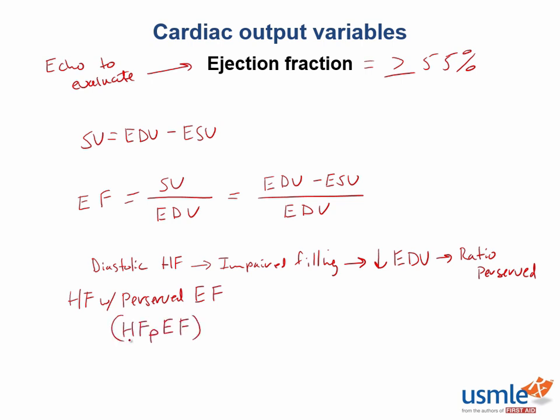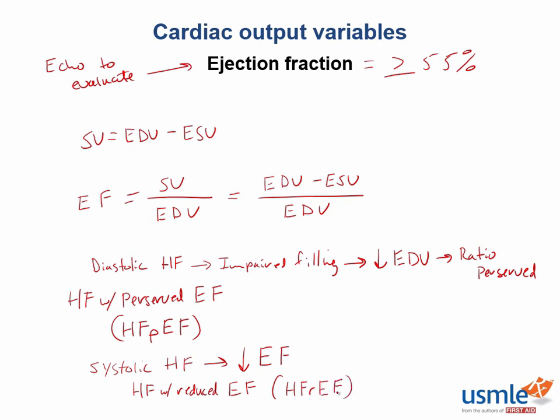Now, if the ejection fraction is decreased, this is called heart failure with reduced ejection fraction, or systolic heart failure. Now, on the wards, the terms systolic and diastolic heart failure are falling out of favor, and the terms being used now are heart failure with reduced ejection fraction, or HFrEF, which is synonymous with systolic heart failure, and heart failure with preserved ejection fraction, or HFpEF, which is synonymous with diastolic heart failure.